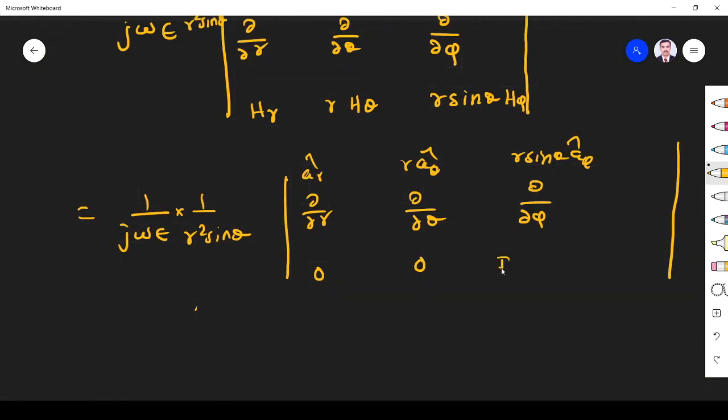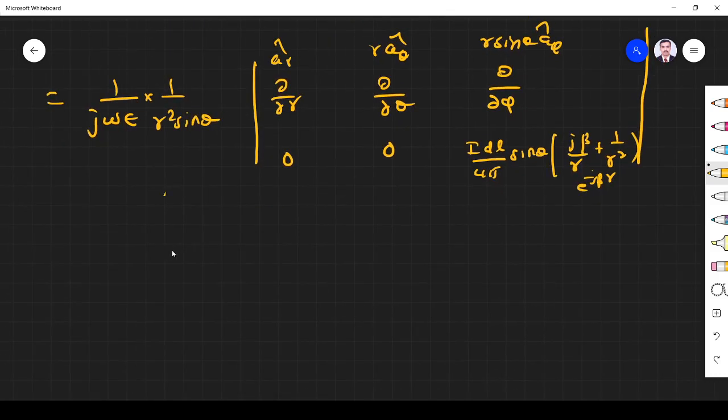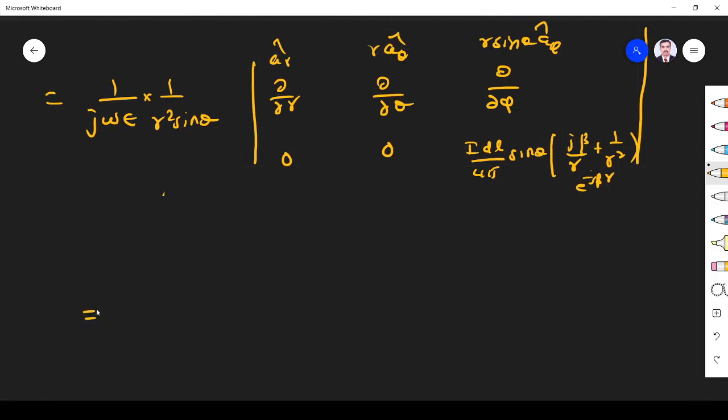H phi is I dl divided by 4 pi sin theta into (j beta by r plus 1 by r square) into e power minus j beta r. So if we simplify, no need to do all the manipulation, directly write the answer. What we get is, you see, the a phi value will be 0. If you take a phi, this will be 0. So a phi component, that means what? Electric field doesn't have phi component. So E phi will be 0.